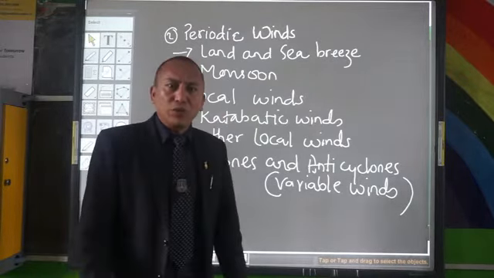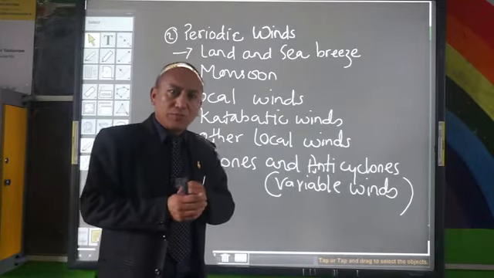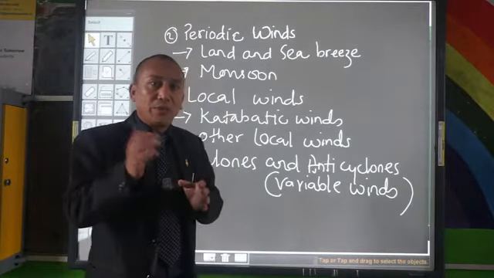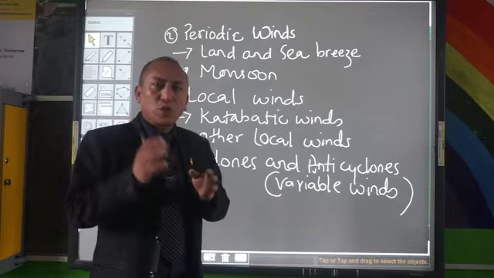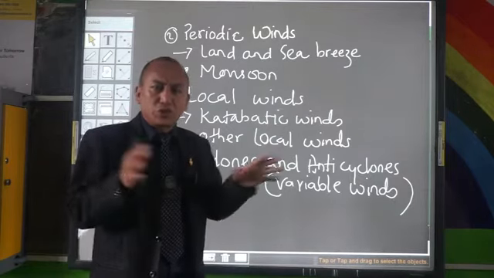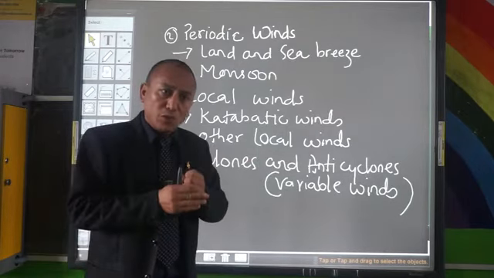the Kal Baisakhi, which takes place in India, in West Bengal and Assam. This wind blows, Kal Baisakhi, in the months of April and May. It's also called the calamity of the month of Baisakhi, because during this month it causes a lot of destruction to the crops and property. It's called Kal Baisakhi, which is also an example of a local wind.